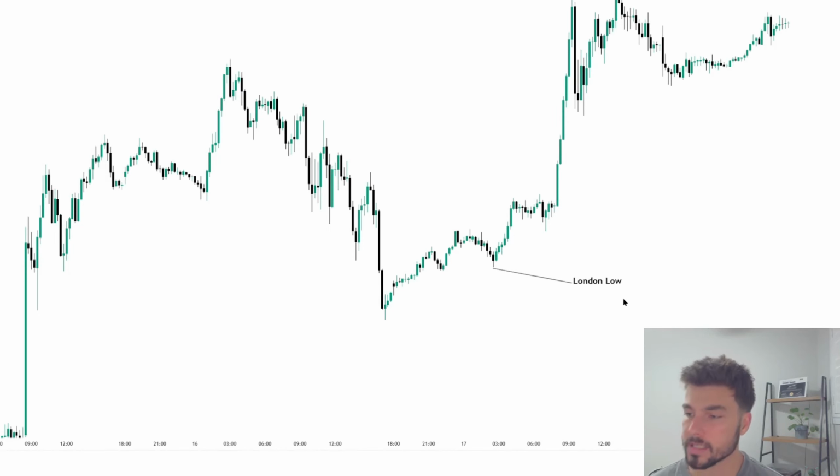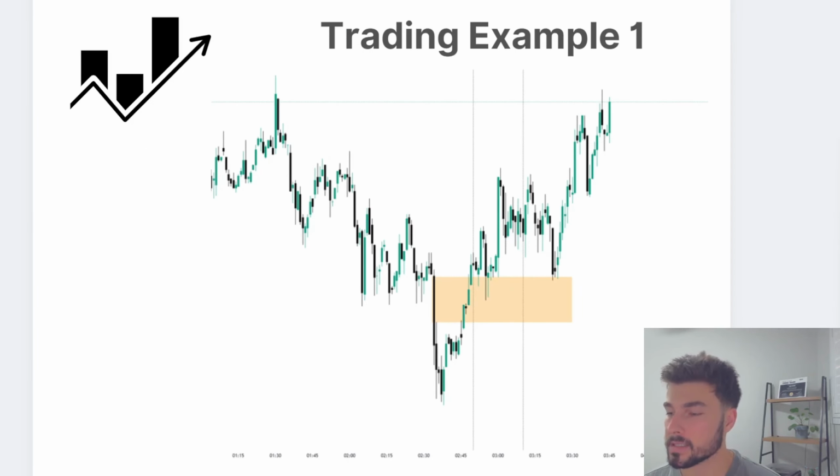The framework is going to be very simplistic. I'm going to give you guys a step-by-step approach on what to look for. And if you're not new here, you'll know exactly what I'm going to talk about. It's going to be macros and also inversion fair value gaps. It makes it nice and easy. Keep it simplistic to see success. For me, I personally trade ICT macros, and this is trading example number 1.